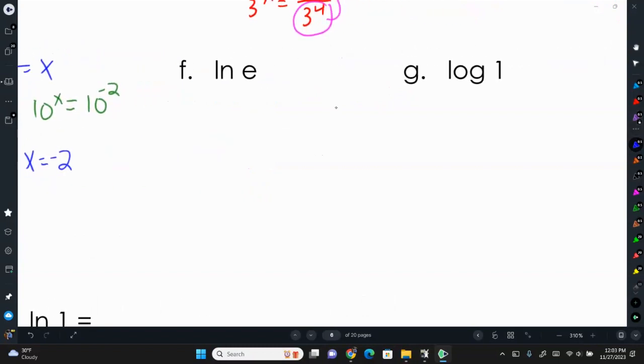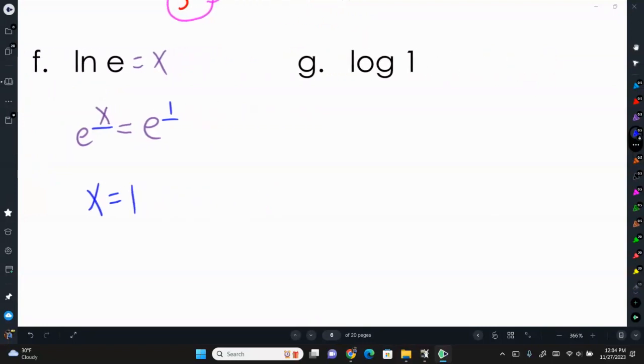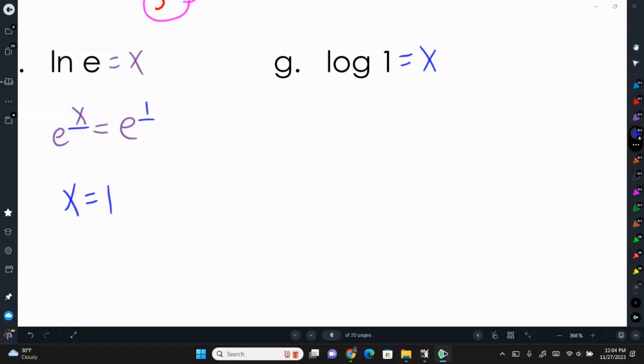Right, then letter F, we have e to the x equals e to the first, just e. Well, e to the x equals e. That just means that, again, the exponents must be equal. Since we don't see an exponent there, there's an invisible 1, so x is equal to 1. And then lastly, we have that invisible base 10, so 10 to the x power equals 1. And just like with letter A, anything to the 0 power is 1, so x is equal to 0.